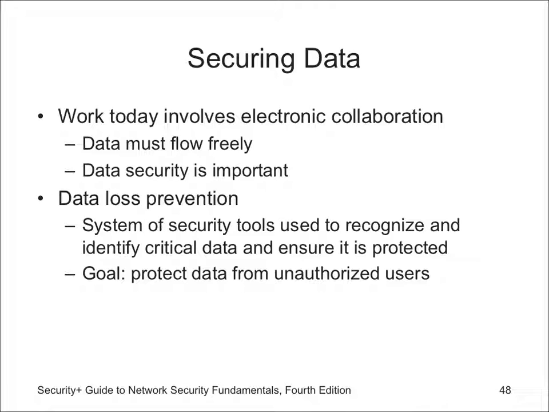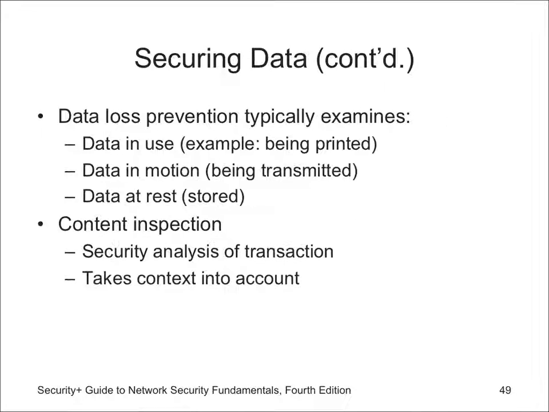So, securing data. Everybody knows this, but data must flow freely. Data security is important, and to have data loss prevention, you have to have a system of tools in place to help the users, and the goal is to protect against unauthorized users gaining data access. Data loss prevention typically examines data in use, like what's being printed, data in motion, what's being transmitted, and data at rest, what's being stored. The content inspection of the data is an analysis of the transaction, and it takes context into account.